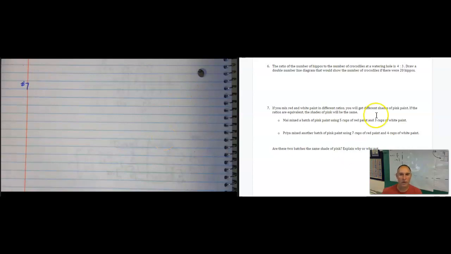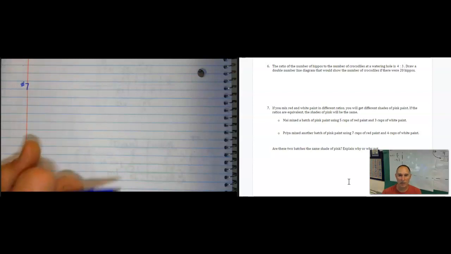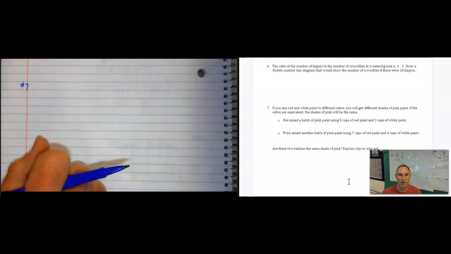All right, our final question here that we're going to work on is question number 7, and it's about determining if the ratio creates the same color of paint. So we have this pink paint. When you mix red and white, you get a shade of pink. And so we have these two different shades here. We have 5 cups of red, 3 cups of white, and 7 cups of red and 4 cups of white. We want to know if they are the same, right?